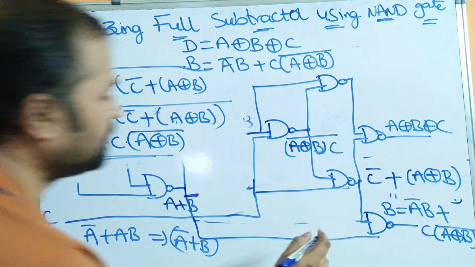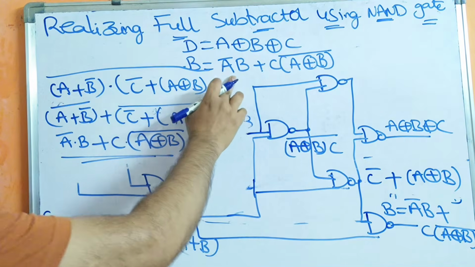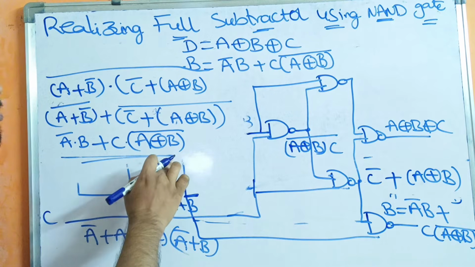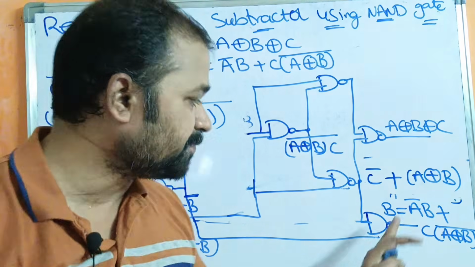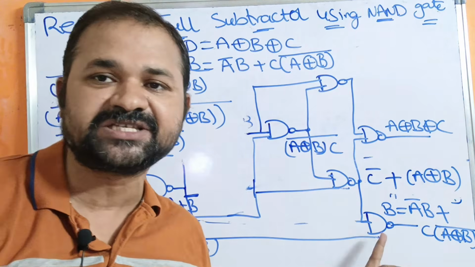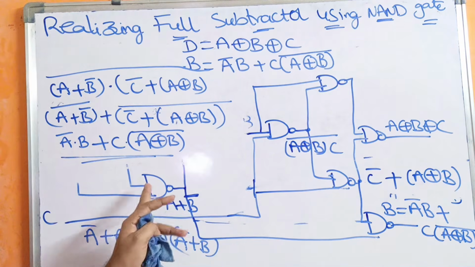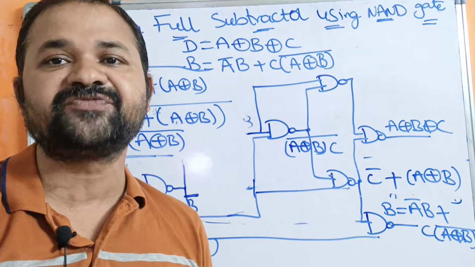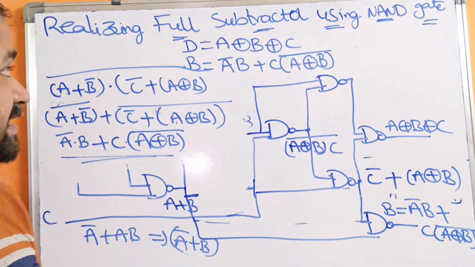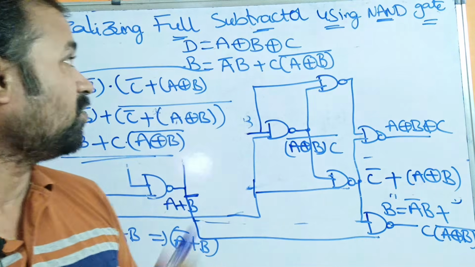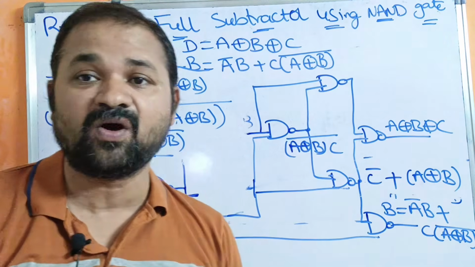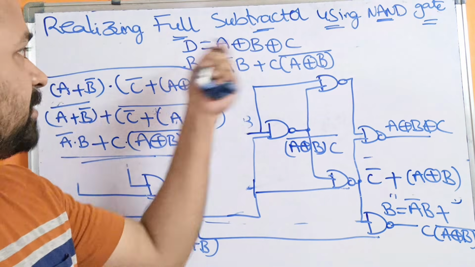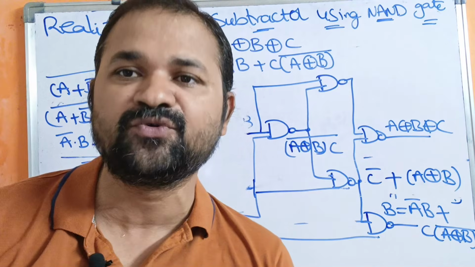So if we observe the borrow, what is the expression for the borrow? A bar B plus C into A exclusive or B bar. So this is the borrow NAND gate. This NAND gate receives input from the third NAND gate in this structure as well as the third NAND gate in this structure. So in this way we can realize the full subtractor with the help of only NAND gates. In the next video we will focus on how we can implement the full subtractor by using only NOR gates.